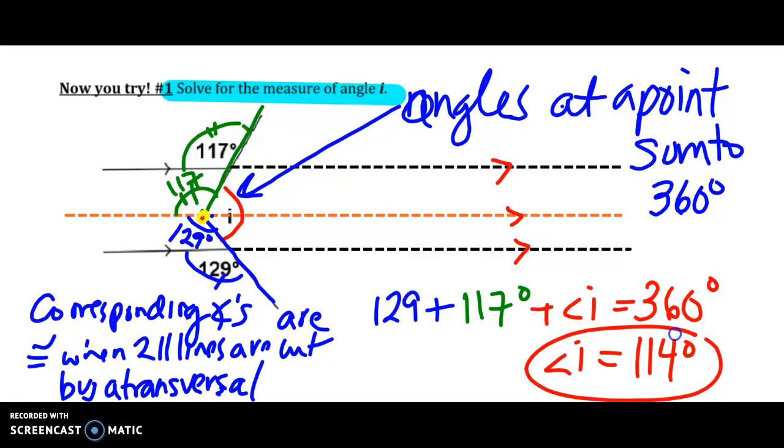114 degrees. Again, there's another way you could have done this. You could have found the supplement to 129, use that as alternate interior, or use that as corresponding, and added those together to get I. This was the fastest method that I observed to use.